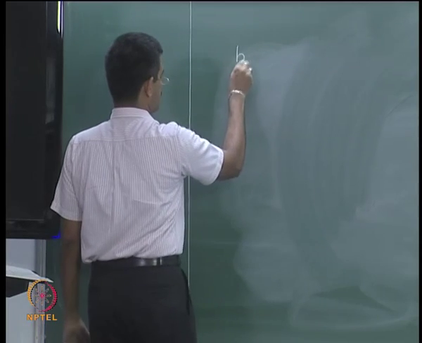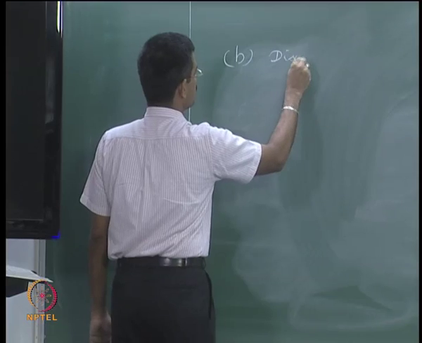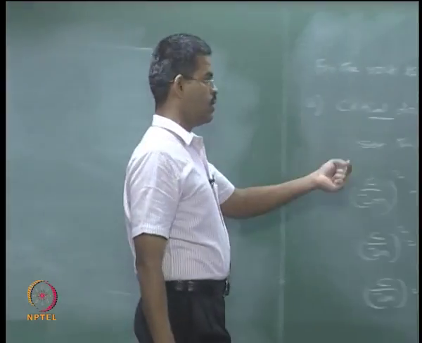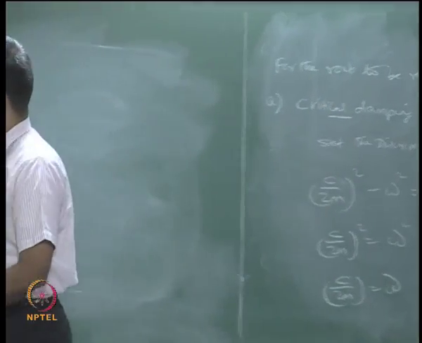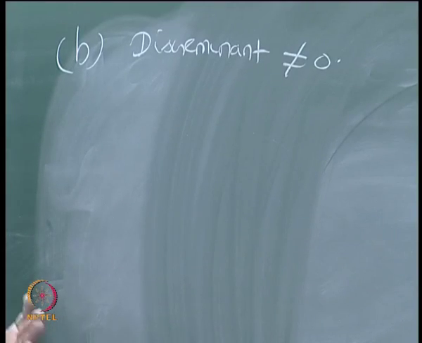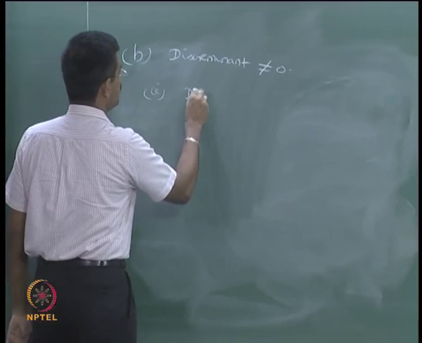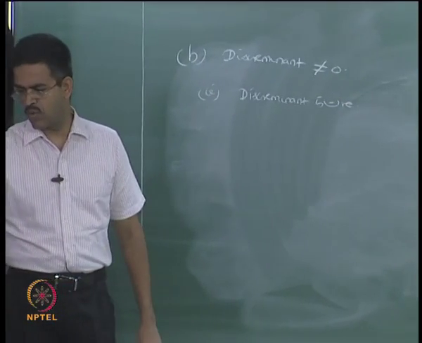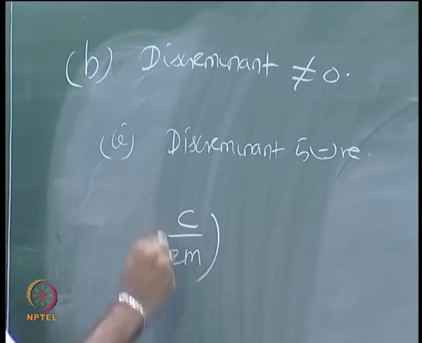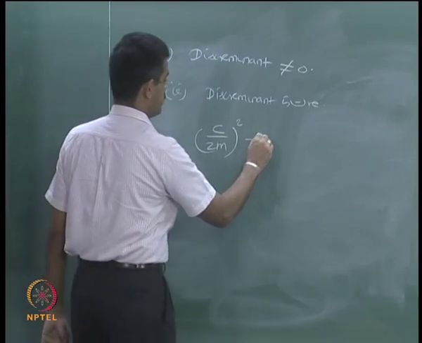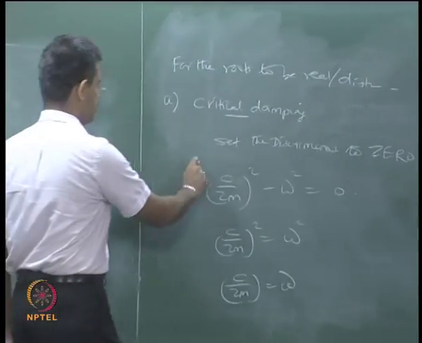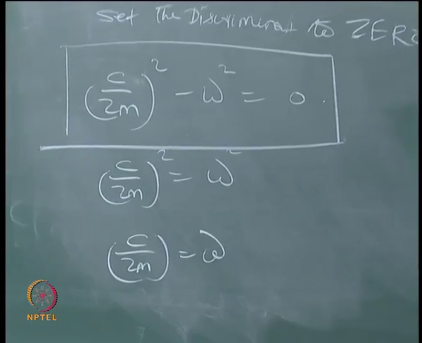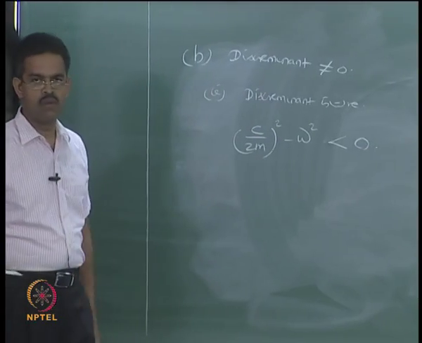Now when D is not 0, that is case B, the discriminant is not set to 0. Case A was discriminant set to 0, we have argued and we got the value. Now I do not want the discriminant to be set to 0. So under this there are two cases, discriminant can be negative, it can be positive. We will take discriminant negative. What does it mean? Let us write down this equation, C by 2m the whole square minus omega square, that is my discriminant. C by 2m the whole square minus omega square is less than 0, negative.